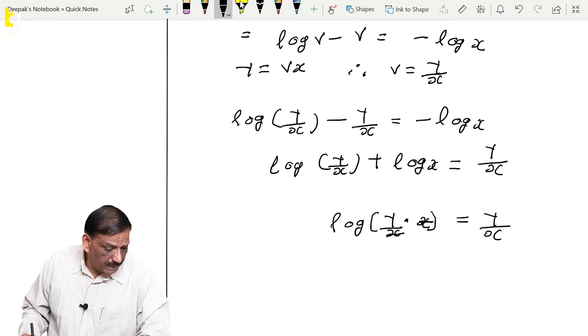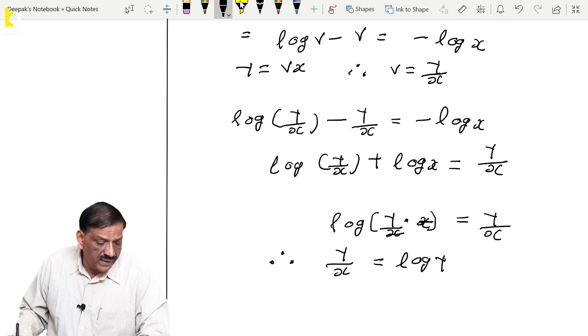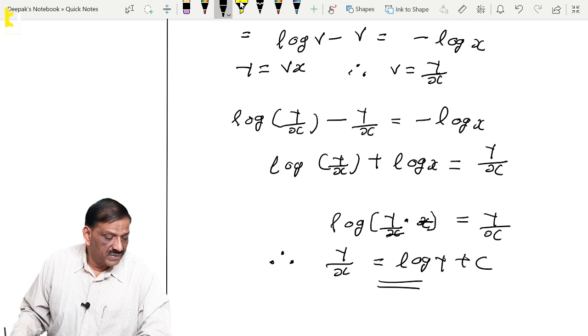Therefore, y by x equal log y plus c. Hence the answer. Clear? If you have any doubt in any steps, please comment in my comment box.